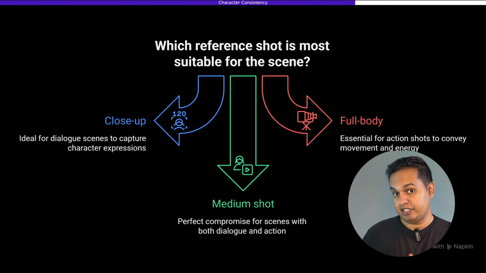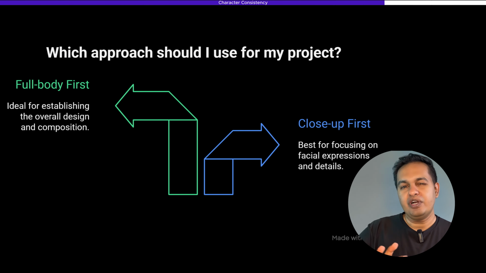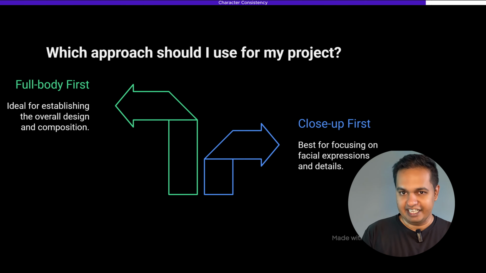Dialogue scenes, you can use the close-up. Action shot, you can use the full body. Likewise. And remember, there are 2 ways to approach this. You can start with the close-up if you want tighter control over the character's face and its expression, then expand outwards. Or you can start with the full body image if you want the overall design to lock in first, then work inward.